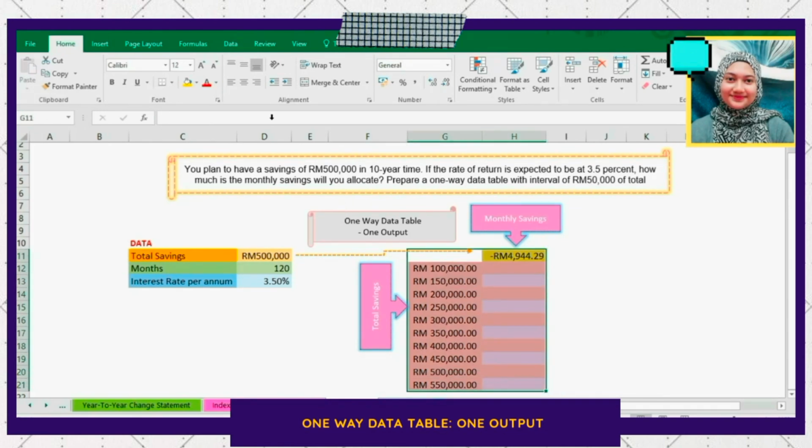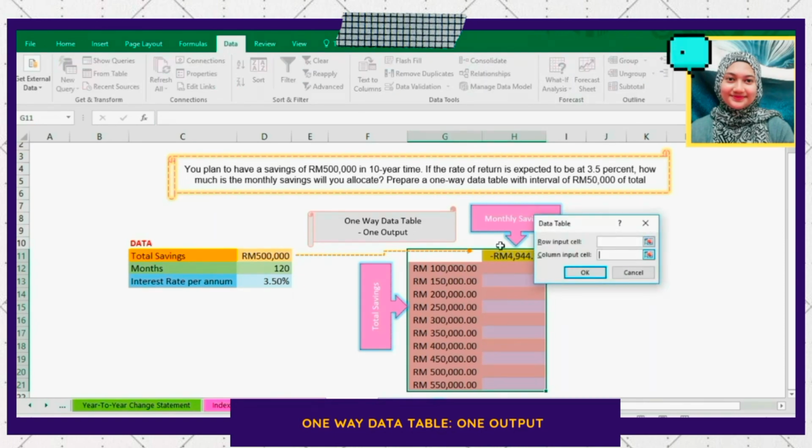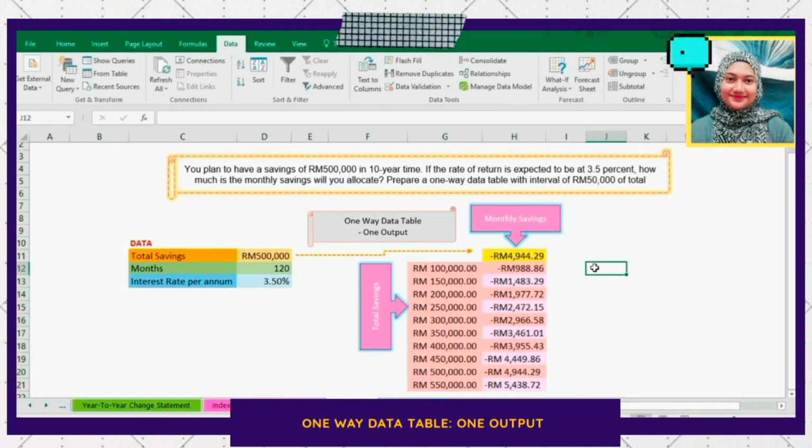Next, let's see the impact on monthly savings. First, select this cell, go to data, click what-if analysis, click data table. In the column input cell, select the total saving amount because total saving was in a column position. Now you can see the different amount of monthly saving using different total savings.